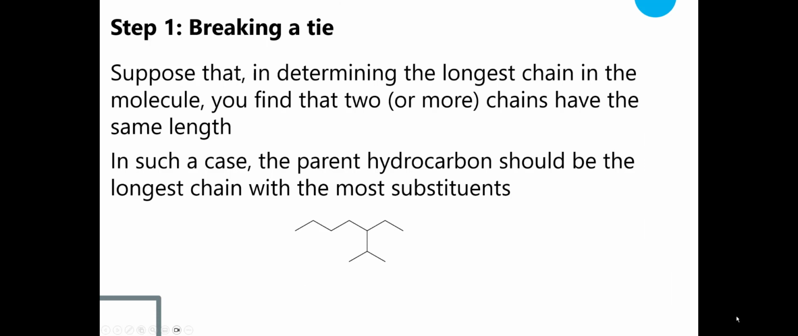Step 1 is occasionally problematic as well. So we're trying to determine the longest hydrocarbon chain and assign it as the parent. But sometimes you'll find that you can come up with two distinct chains, and you'll have to be forced to choose between one of them as the actual parent hydrocarbon, which you have to number. In this case, you will want to determine the parent hydrocarbon such that it includes the most substituents. Let's take a look at an example where that applies here.